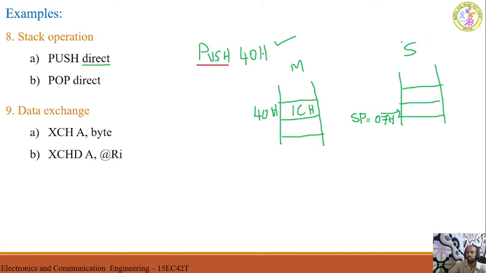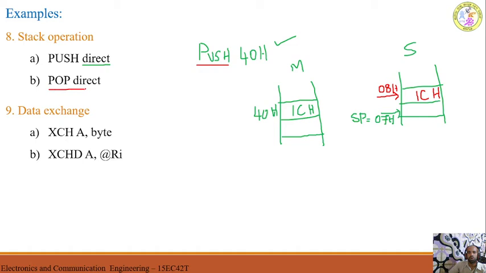But what is the operation of the stack during pushing? This is called pre-increment. Before storing the data, the stack pointer should be incremented by 1. Initially the stack pointer is at 07. Now the stack pointer is incremented by 1, so this becomes 08h. This is the 08h memory location. To this memory location, this data should be copied. That is nothing but 1C will come and it will be stored in the stack memory.